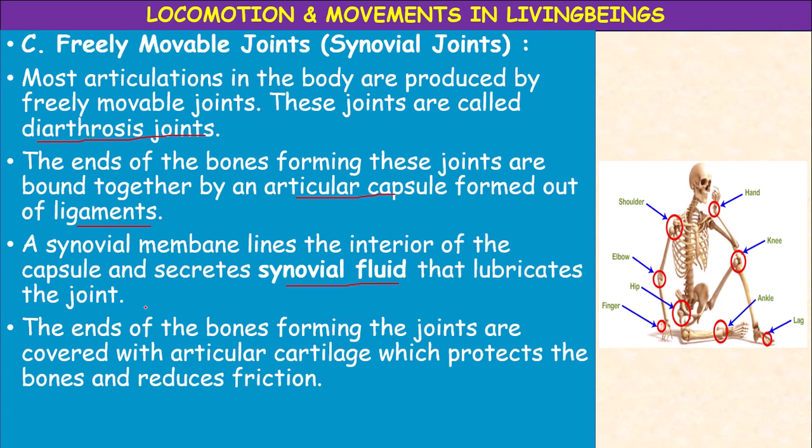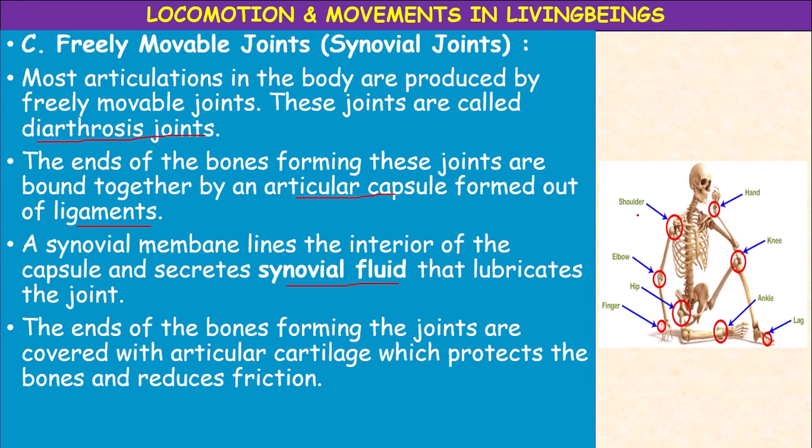The ends of the bones forming the joints are covered with articular cartilage. So it protects the bones and reduces the friction. For free movement, the friction must be reduced, so this articular cartilage will help in reducing the friction. So these are all the movable joints.